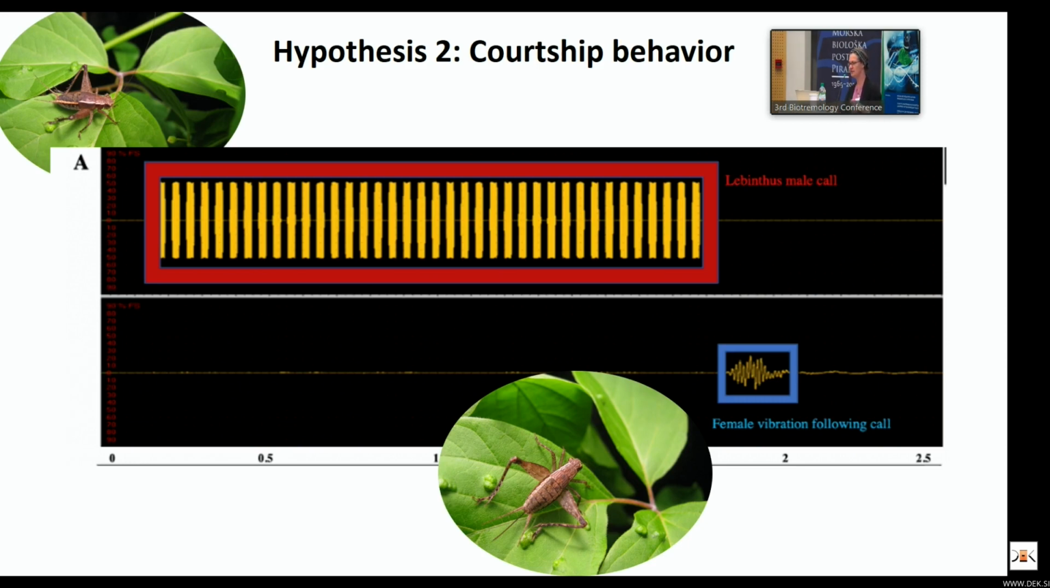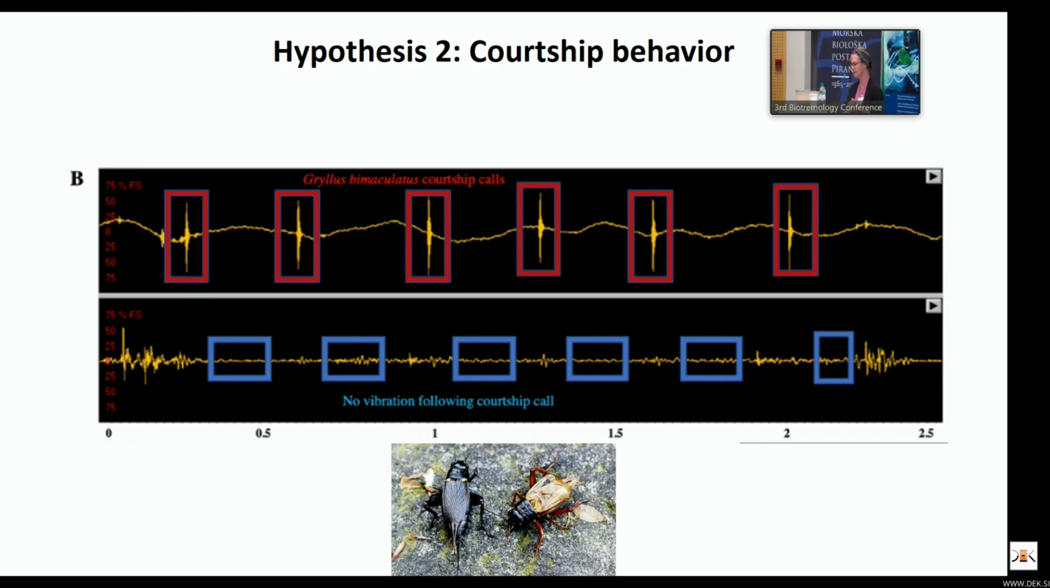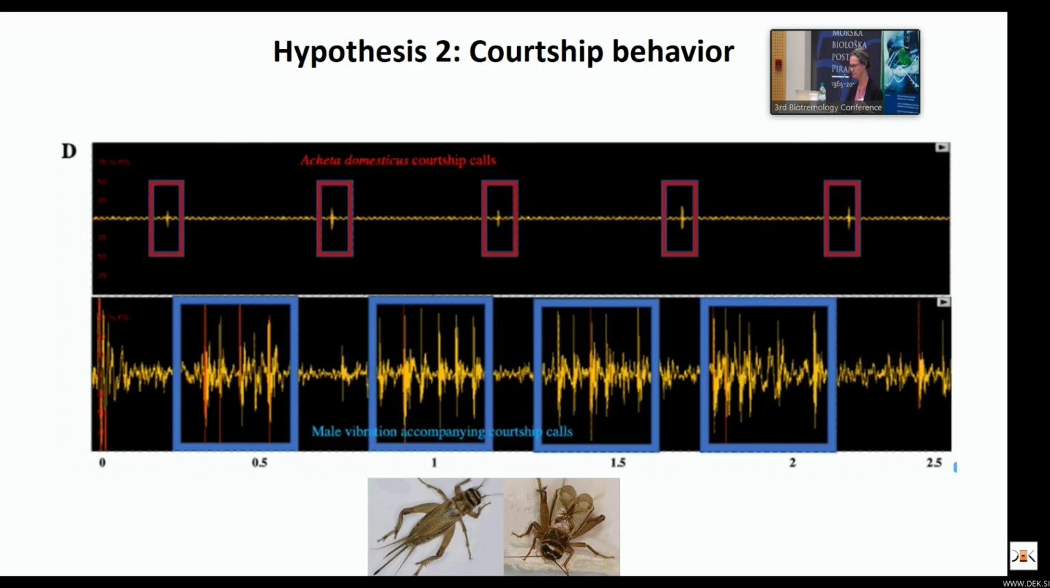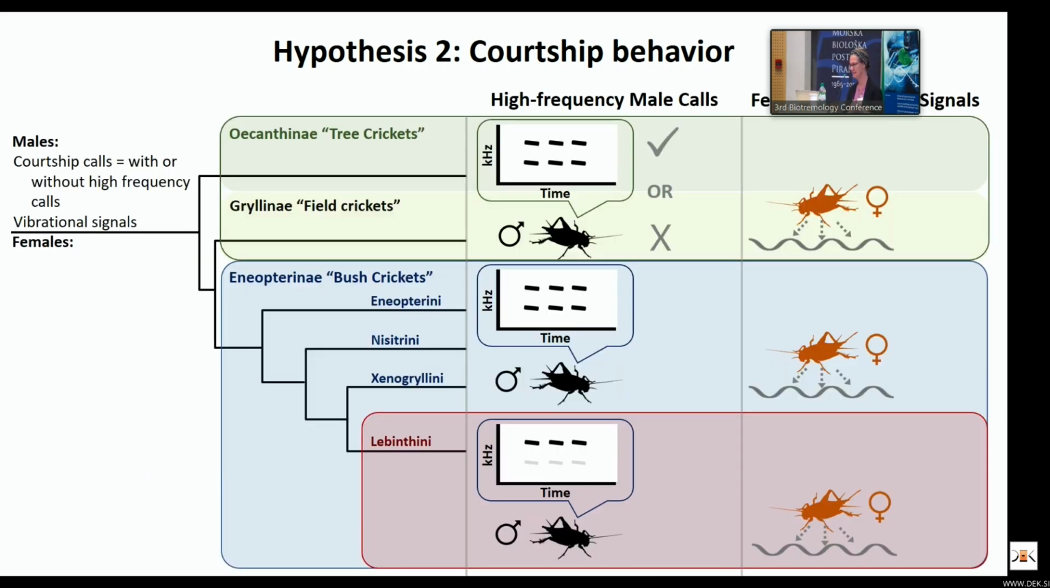So this is just to remind you of what the Lebinthine system looks like. We have this male that produces a trill in this case, and the female produces a vibrational reply. This is what we saw with Gryllus bimaculatus. They're throwing in these high frequency sounds, but we were not observing vibrational signals afterwards. The vibrational signals that we did see were the male producing really big vibrations, and this has been documented in this species before. And same for Acheta domesticus, it was the male that was doing all of this vibrational signaling, and I understand there's going to be more information about this species coming up later, which I'm looking forward to hearing.